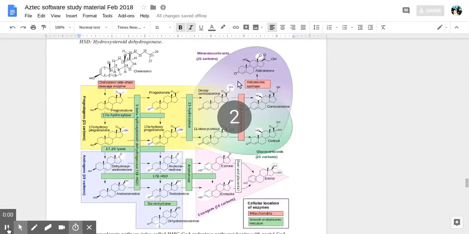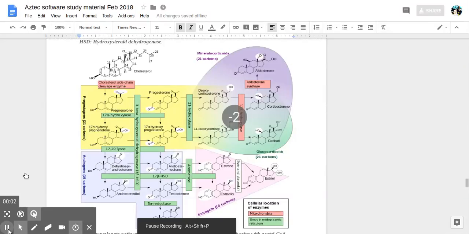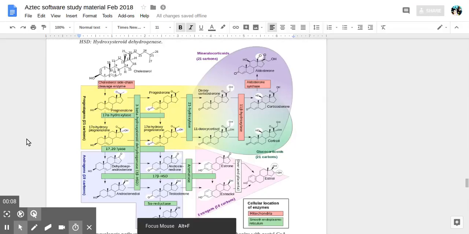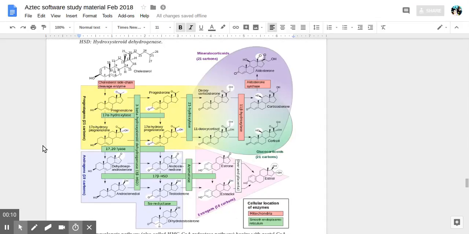Hello. We're continuing with my notes on life science and cell biology in a nutshell. We're learning about the different pathways which produce the different major groups of molecules called steroids.